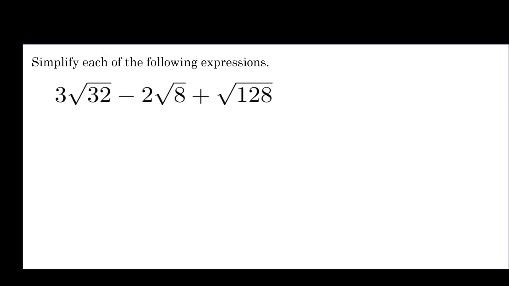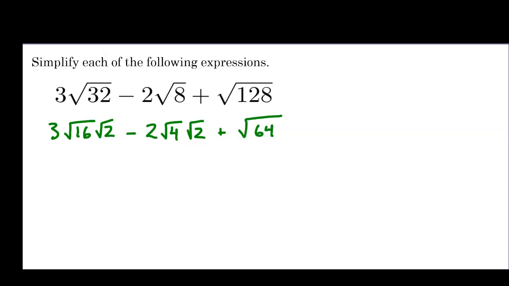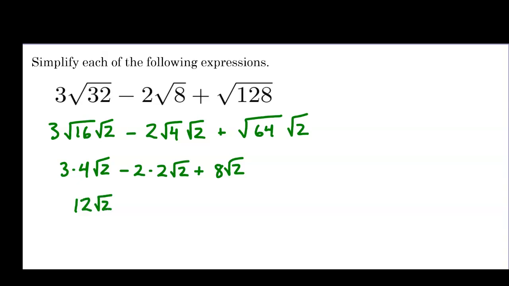Next, same thing. We look, none of the radicands are the same, so we start by simplifying. So we have 3 times the square root of 16 square root of 2 minus 2 times the square root of 4 square root of 2 plus the square root of 64 square root of 2. So we have 3 times 4 square root of 2 minus 2 times 2 square root of 2 plus 8 square root of 2. So 12 square root of 2 when we multiply those coefficients, minus 4 square root of 2 as the middle term, plus 8 square root of 2 as the last term.